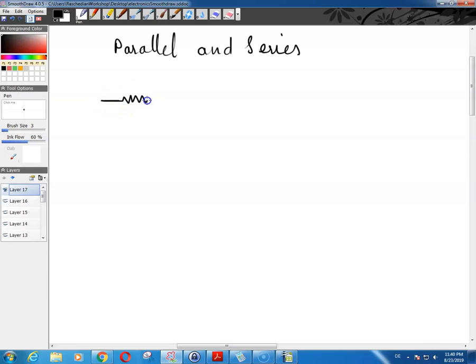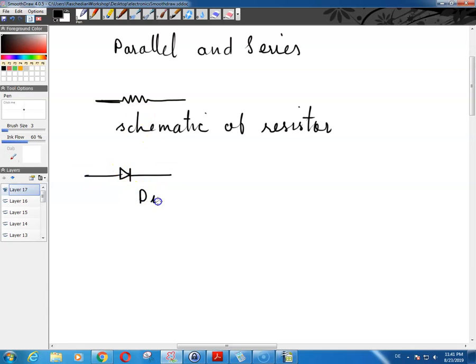a resistor is basically something like this. So this would be a resistor. In a circuit you would draw a resistor like this, and it's called the schematic of a resistor. For example, the schematic of a diode would be something like this. This is the schematic of a diode, and so on. There are other things like, for example, capacitors and transistors and so on and so forth.